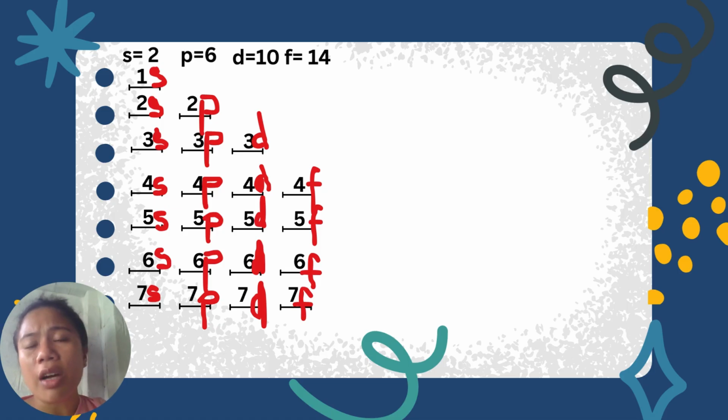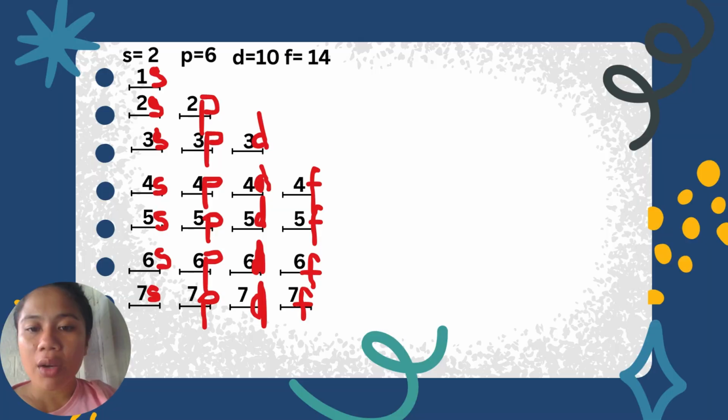We already tackled this a while ago: the S subshell can only carry 2 electrons. The P subshell carries 6 electrons. The D subshell carries 10 electrons. And the F subshell carries 14 electrons. Always remember that.